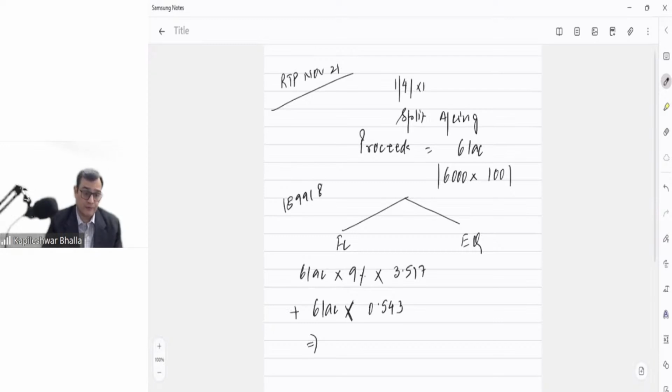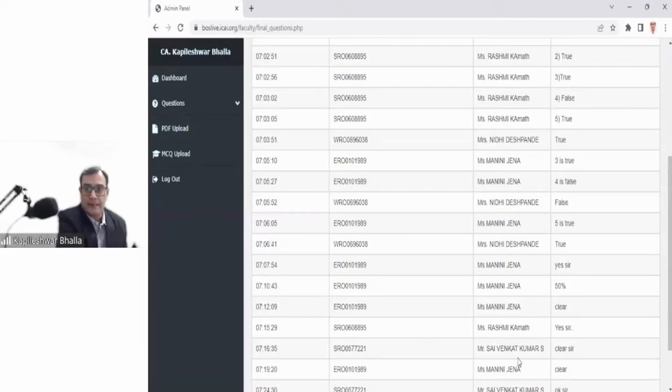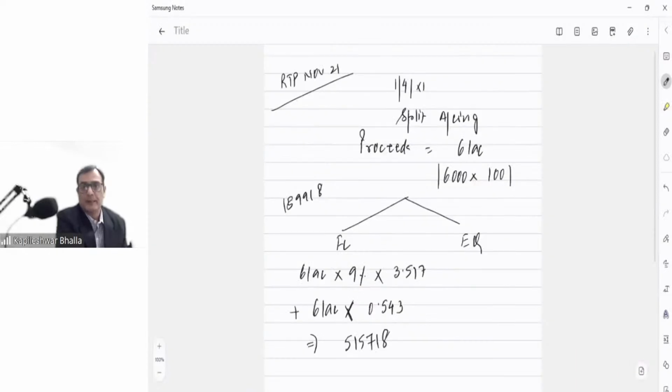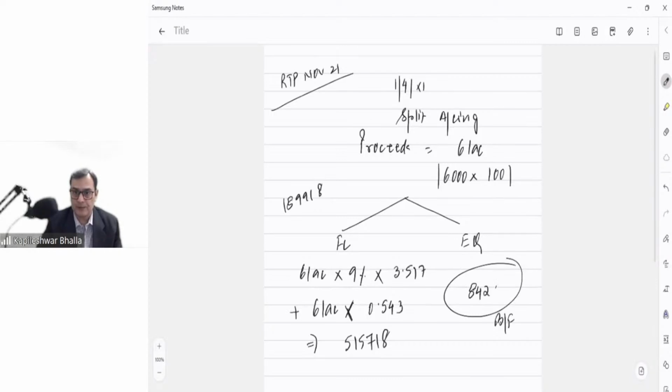That's 325,800. So if we add this up, I think this is coming to 515,718 if my calculations are correct. So the financial liability is 515,718. Okay, then we can take the equity as a balancing figure. So out of 6 lakh rupees, the balancing figure comes to 84,282. Just see if the calculations are correct, I guess.